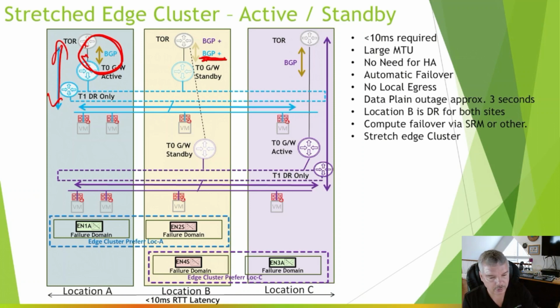And then you'll notice over here in the purple network, we're advertising the purple network out via location C. We're also advertising it out location B, but at a higher cost because that edge is in standby. So that's part of how the active standby of the edge works.